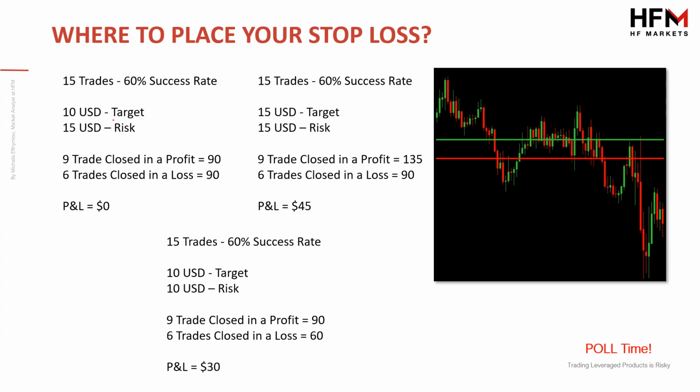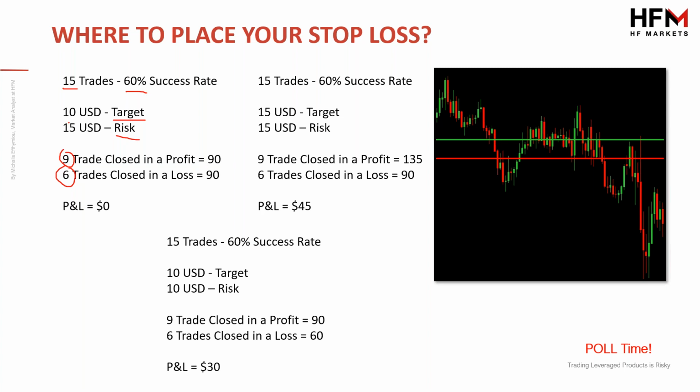Your target is, let's say, $10 to earn, and you're risking $15, so you've got a negative reward to risk ratio. Now, based on 60% and 15 trades, 9 trades you close in a profit, 6 trades you close in a loss. Now, for a beginner, that's not bad.